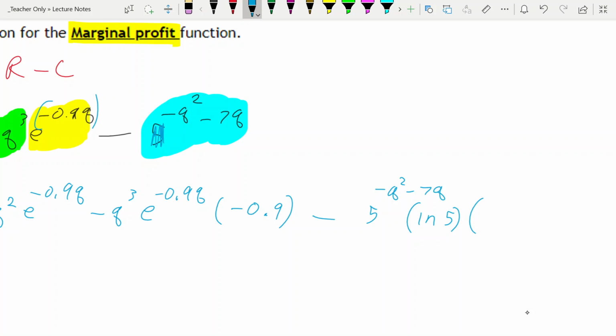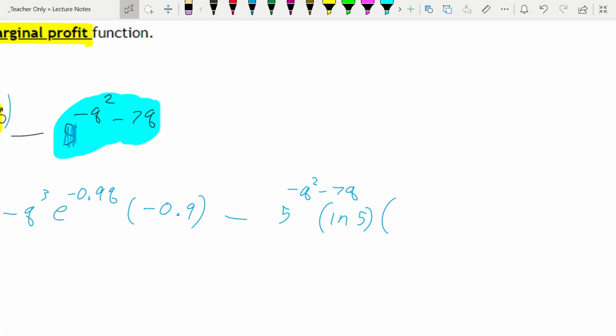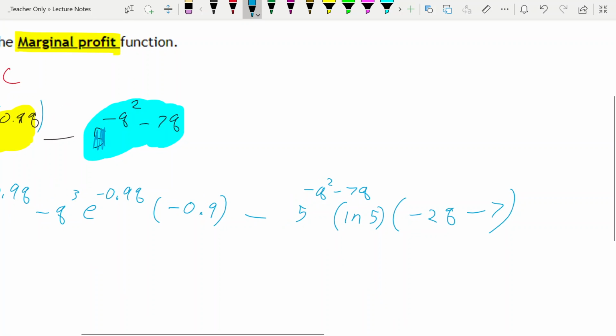So we're zooming in on just that exponent and asking, what's the derivative of negative q squared minus 7q? It's just a power rule. Negative q squared would be negative 2q, and then the derivative of negative 7q would be negative 7. And now we have completed our derivative.